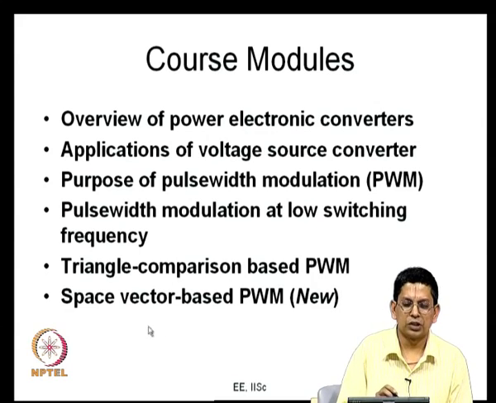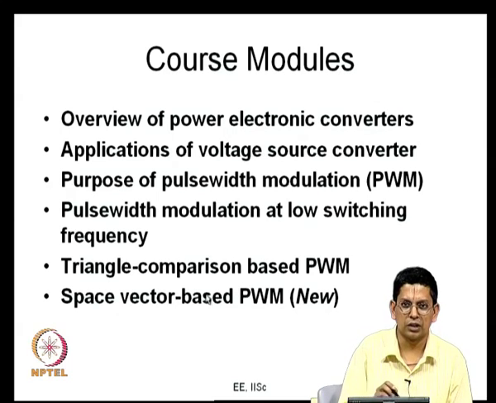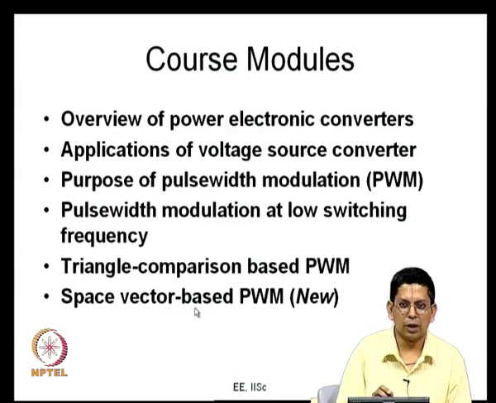The best known of this category is the sine triangle PWM, where you use sinusoidal modulation signals and compare them with the triangular carrier, and you produce PWM signals. And to the sine you can add some third harmonic, or you can add many other triple frequency components, common mode components. This is what we discussed in the previous module.